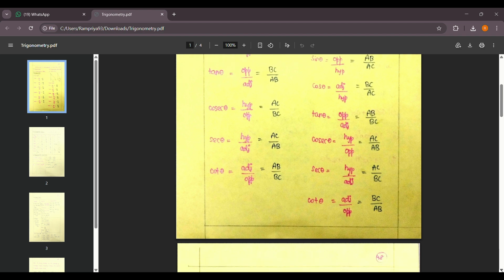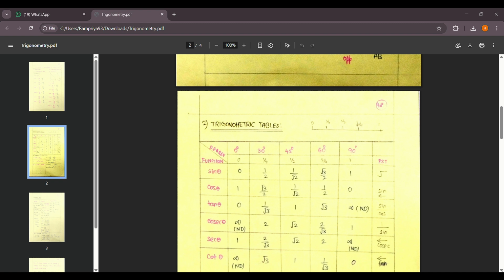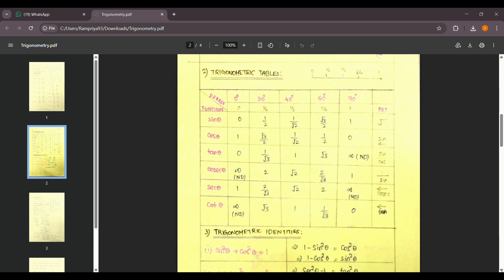So next we go to trigonometric tables. I have drawn trigonometric tables in a very easier way for you guys to understand. So now let's see how this table works. Even if you are finding it difficult to remember the table, you can construct the trigonometric table in a very easier way. I will teach you now how to do it.